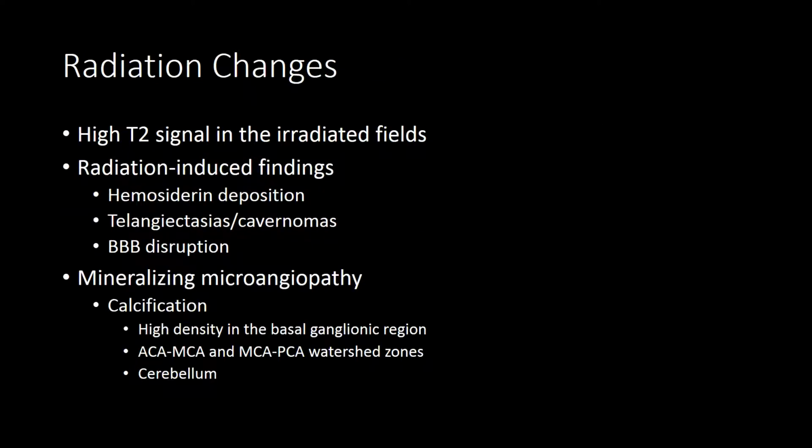And then you have radiation changes. There's a huge list of things that can happen with radiation. In addition to the characteristic T2 hyperintensity in the radiated fields, you can see radiation-induced findings such as hemosiderin deposition. Patients are predisposed to getting telangiectasias as well as cavernomas. And you can have mineralizing microangiopathy where you have calcification along watershed zones in the ACA-MCA and MCA-PCA territories as well as the cerebellum. You can also see high density in the basal ganglionic region.